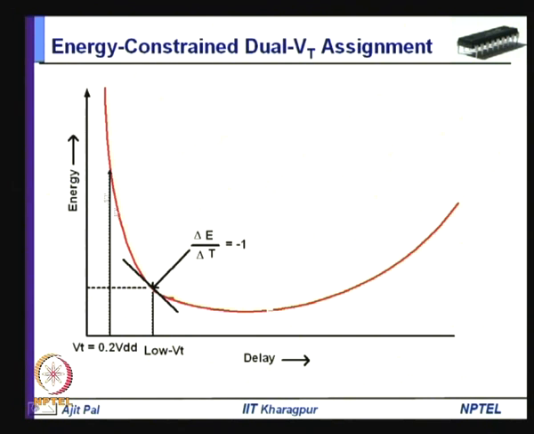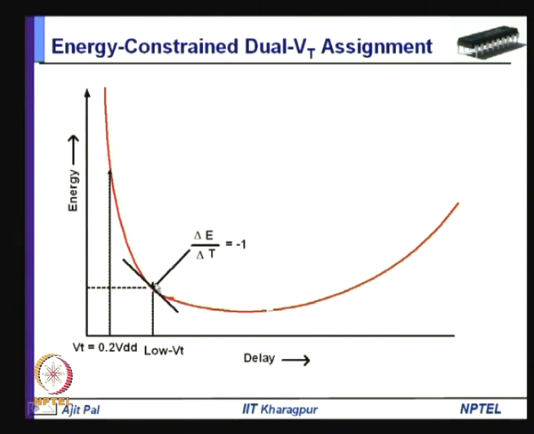Here, as you can see, the energy has been plotted for different threshold voltage. Whenever you keep the low threshold voltage at 0.2 VDD, here is the energy requirement of the circuit. But if you keep on changing the threshold voltage of the circuit, this is how the delay increases. Now, you can choose a point where delta E by delta T is equal to -1. That means, this point corresponds to delta E by delta T equal to -1, where you get a small increase in delay but a larger reduction in energy.